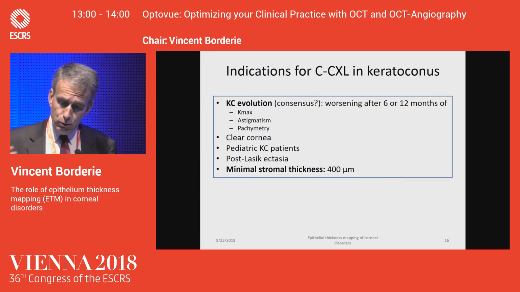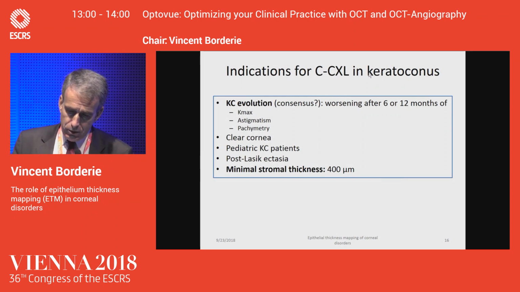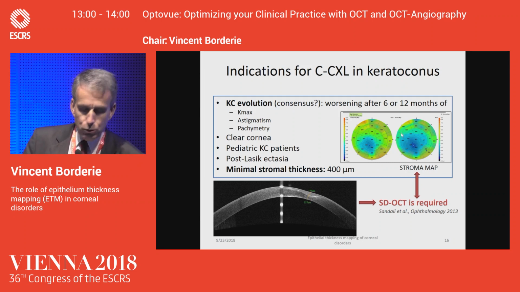Spectral domain OCT is useful for the diagnosis, but also for treatment. As you know, the main treatment is cross-linking. And for cross-linking, we need a minimal stromal thickness of 400 micron. If you keep in mind the scans of a stage 3 keratoconus, you can see that despite an apparently normal or subnormal corneal thickness, you can have very thin stroma at the level of the conus. So stromal maps are very useful to diagnose these patients that should not be treated with conventional cross-linking.